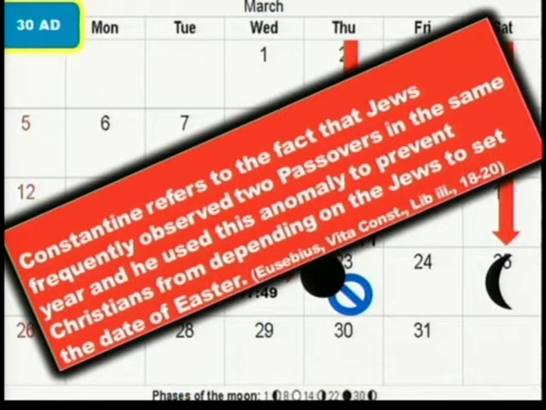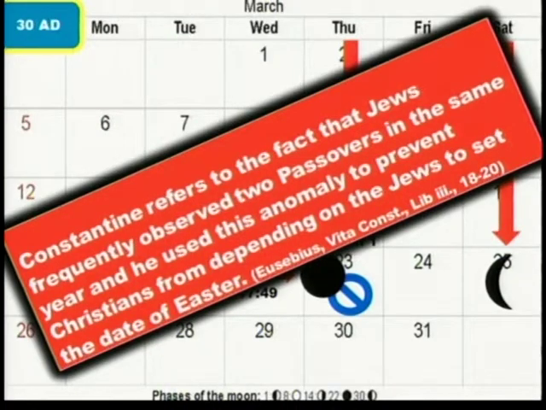Constantine actually refers to the fact that the Jews frequently observed 2 Passovers in the same year, and he used this anomaly to prevent Christians from depending on the Jews to set the date of Easter. We find this source in Eusebius.